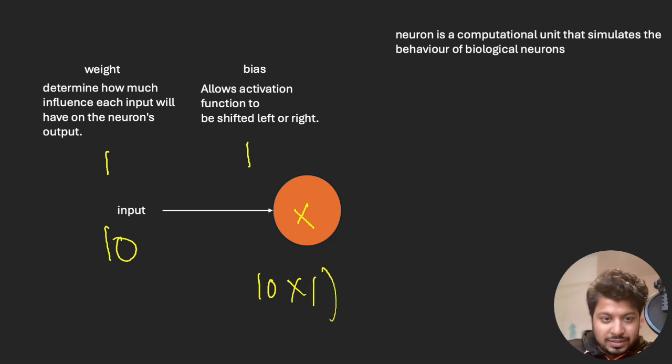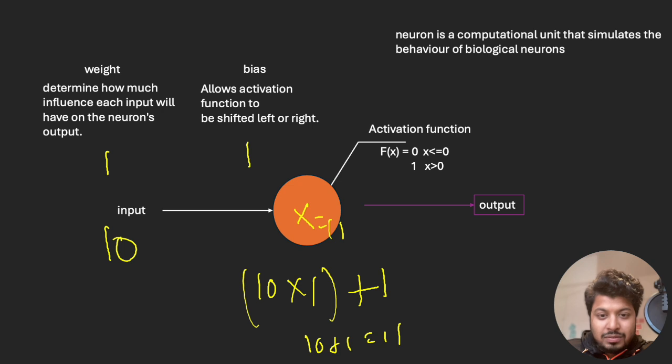So this will decide how much influence this input will have on the output of this neuron. That's why it's called weight. Then we will apply a bias here, which is 1. So the output here is 10 into 1, which is 10, plus 1, which is equal to 11. Now this is our x here. So x here is equal to 11.